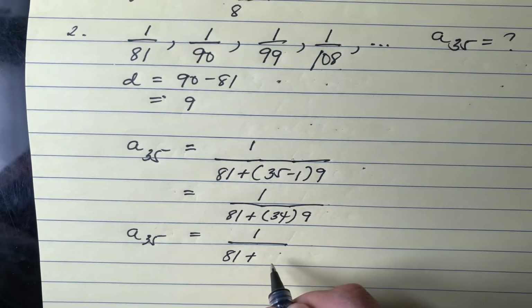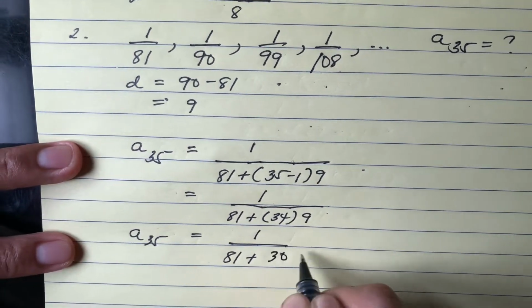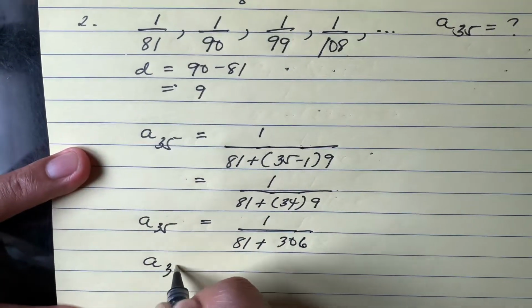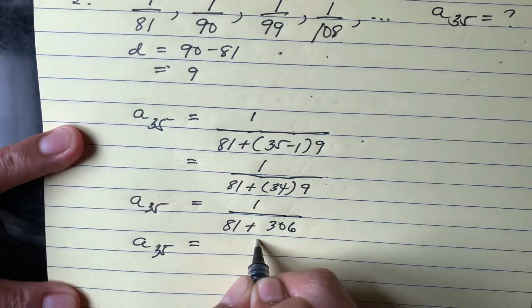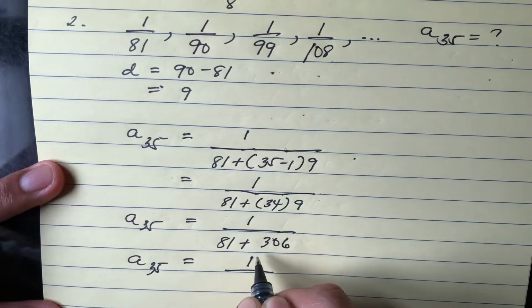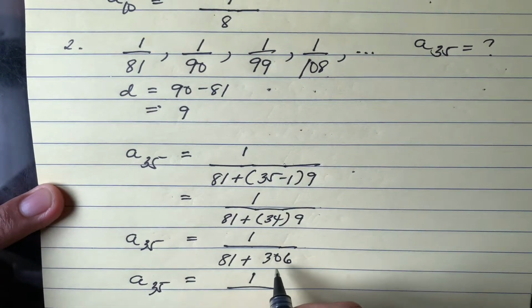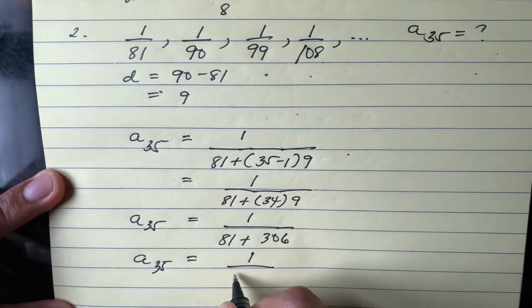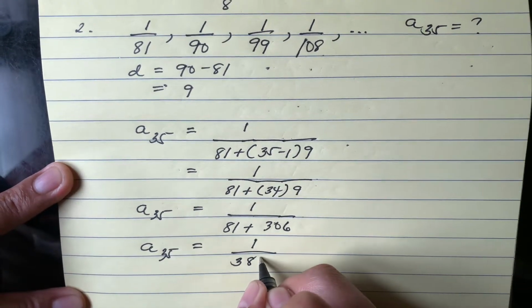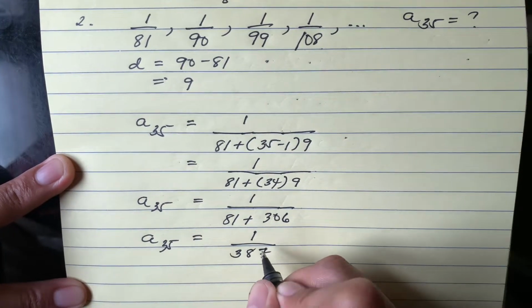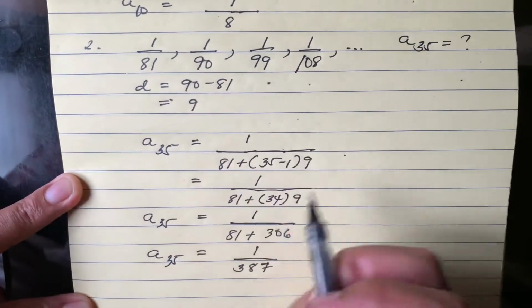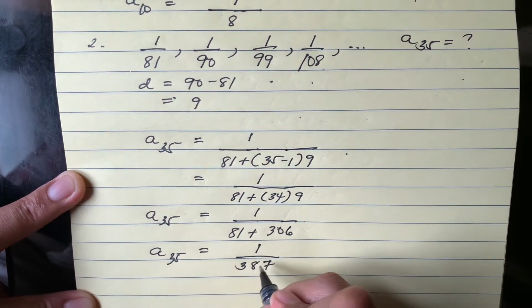What do you think is the answer? We have 306. So our 35th term is equal to 1 all over the sum of 81 and 306. That would be equal to 387. So the 35th term of this harmonic sequence is equal to 1 all over 387.